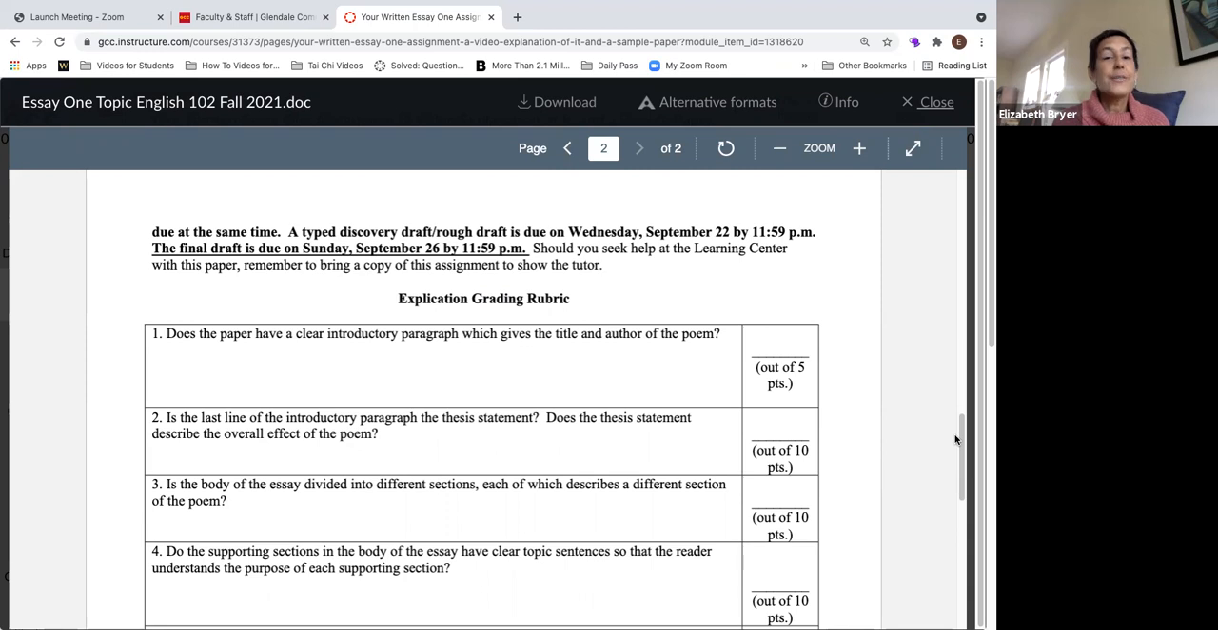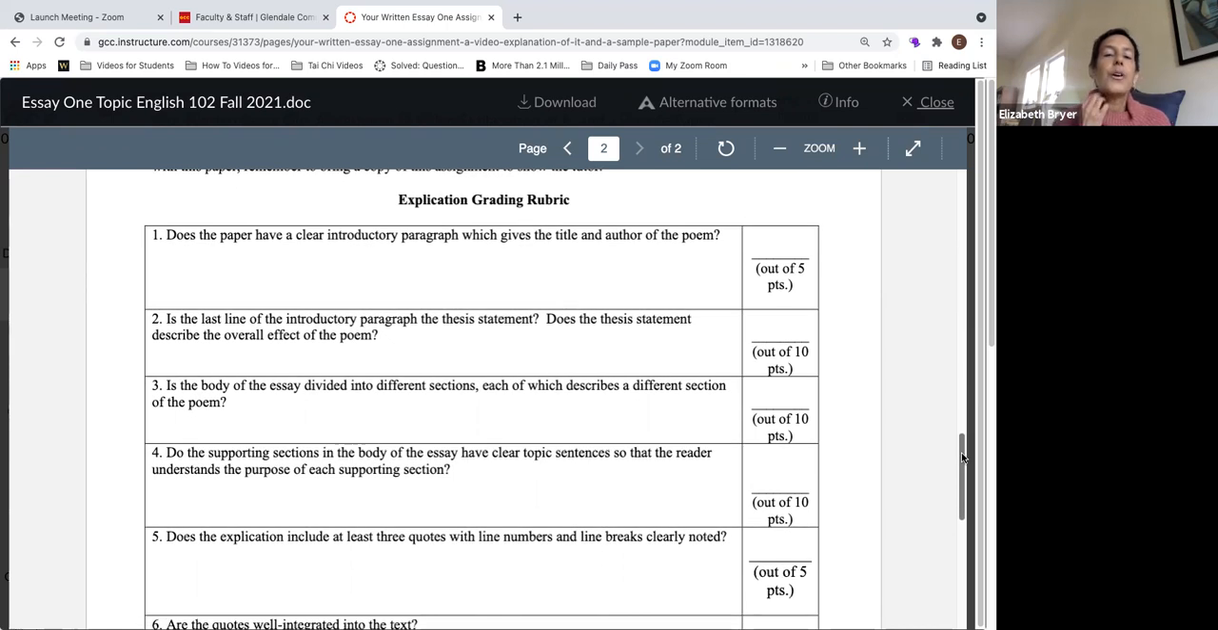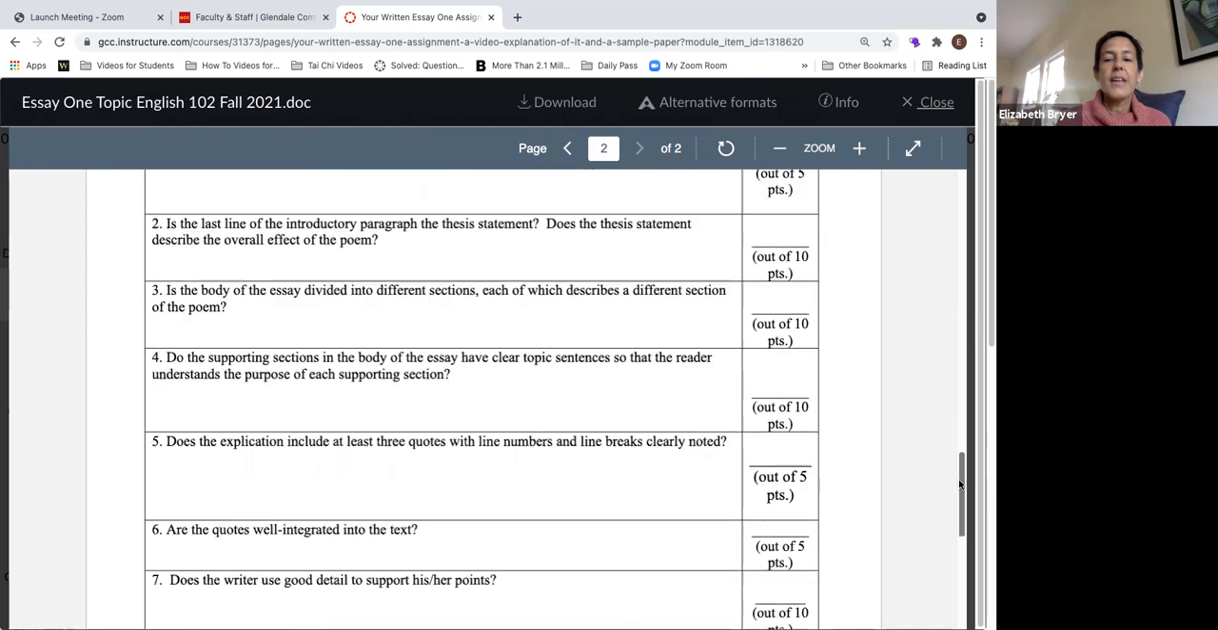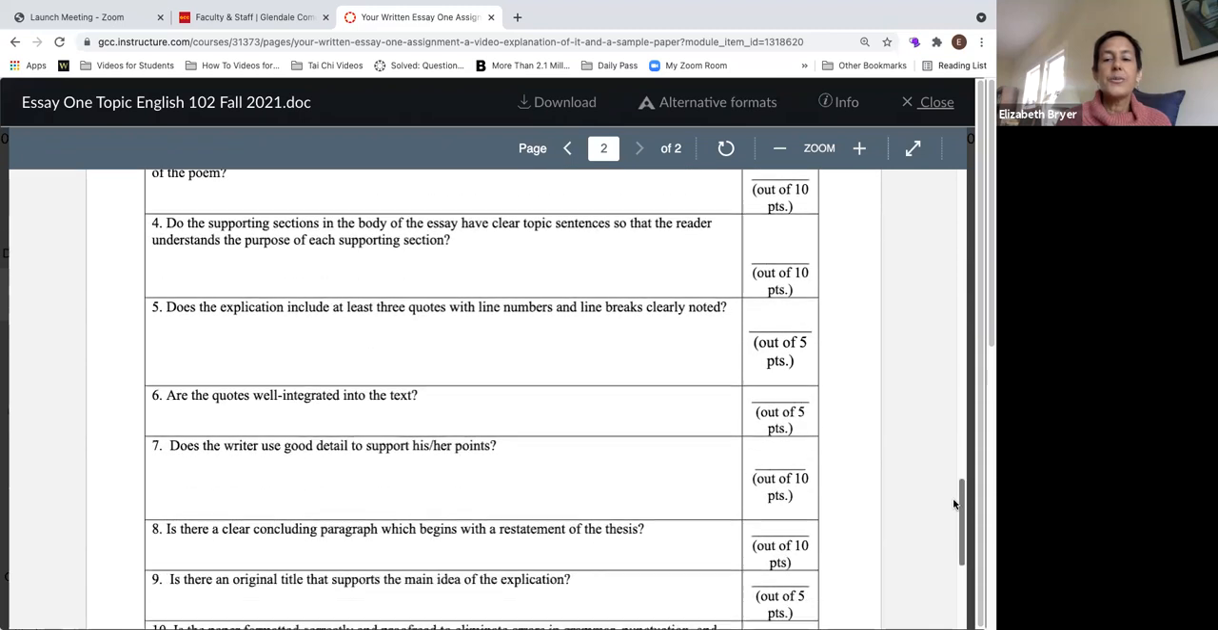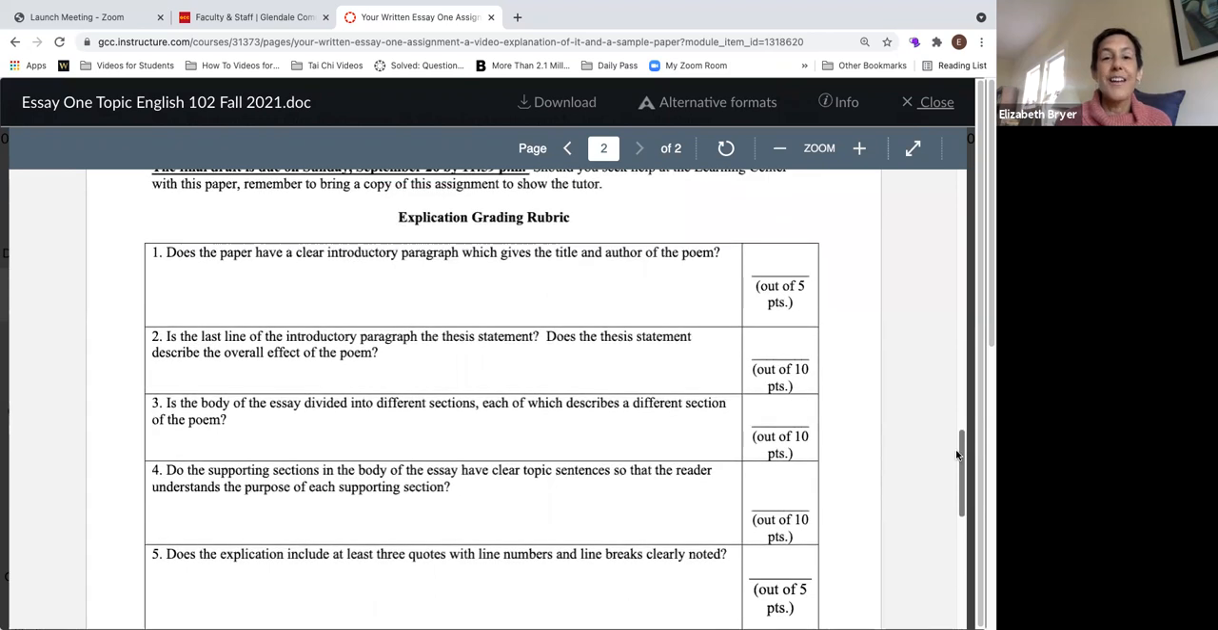Should you seek help at the Learning Center, which I always encourage students to do, remember to bring a copy of this assignment to show the tutor. And then here at the end of your assignment is the rubric I will use to grade your assignment, which I encourage you to use as a checklist. Often when students do really poorly on an essay, they're losing points on things that were right on the grading rubric. So this is your checklist. If you do all these things, it's going to be pretty hard to do very poorly on this essay. So make sure you go through the whole rubric and that you're doing all the things that you're going to be evaluated on.